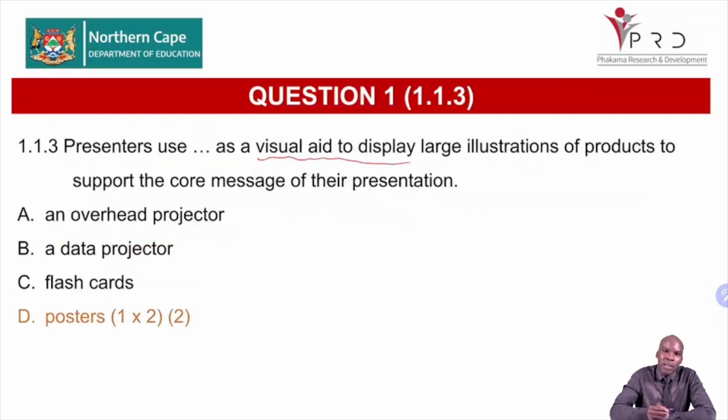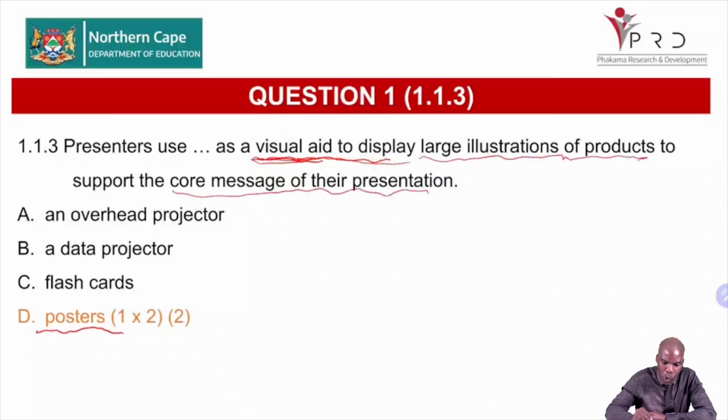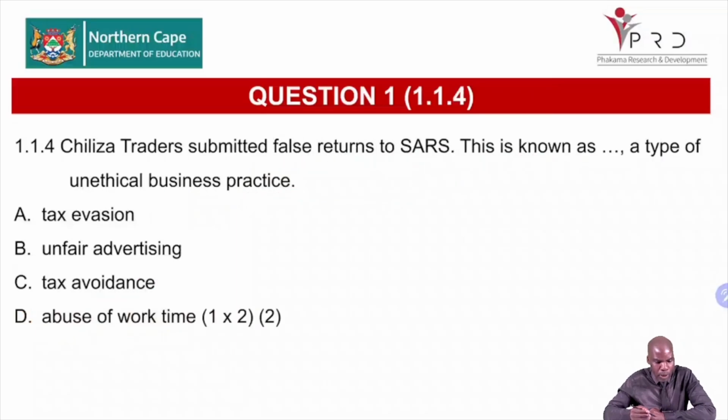That's right. The answer that we require here is posters. All right. Visual aid. When we talk in terms of visual aids, we are referring to those aids or those props that have to do with sight. All right. So visual aid that can be used to display large illustrations of products to support one's core message as one does a presentation. That would be posters or a poster. All right. Let's move on to question 1.1.4.